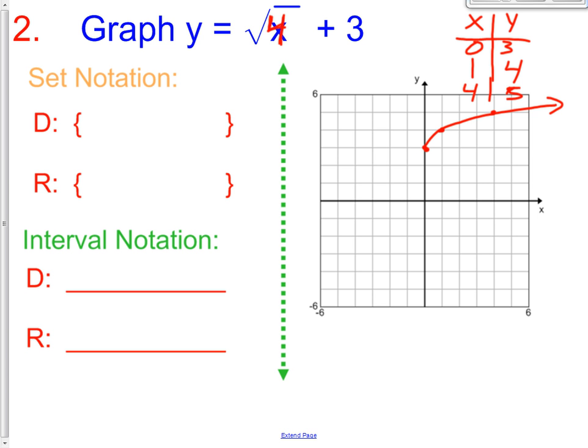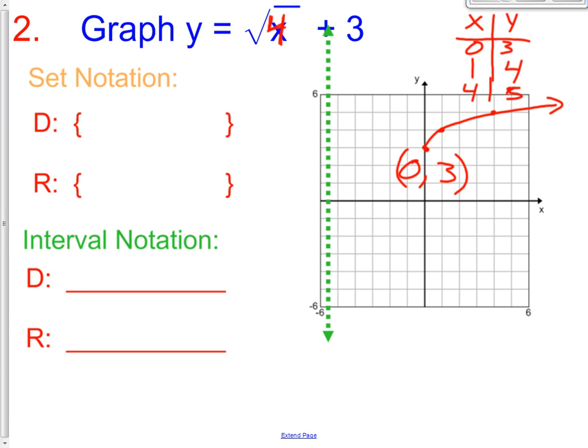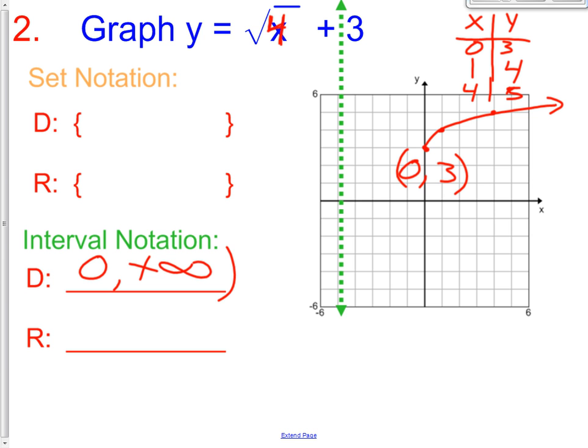We sketched it. Now let's talk about the domain and the range. For the domain, there are no values over here. You're starting at 0. This value right here is the point (0, 3). So as far as the x value is concerned, we start at 0, and then we go to 1, 2, 3, 4, 5, and all the way to positive infinity. Infinity always has parentheses. It's going to include 0, so we're going to have a bracket.